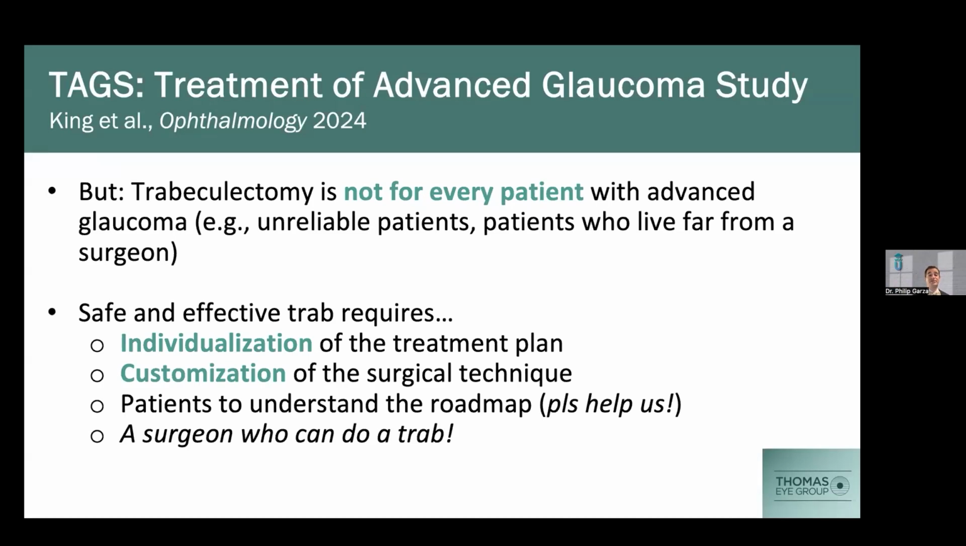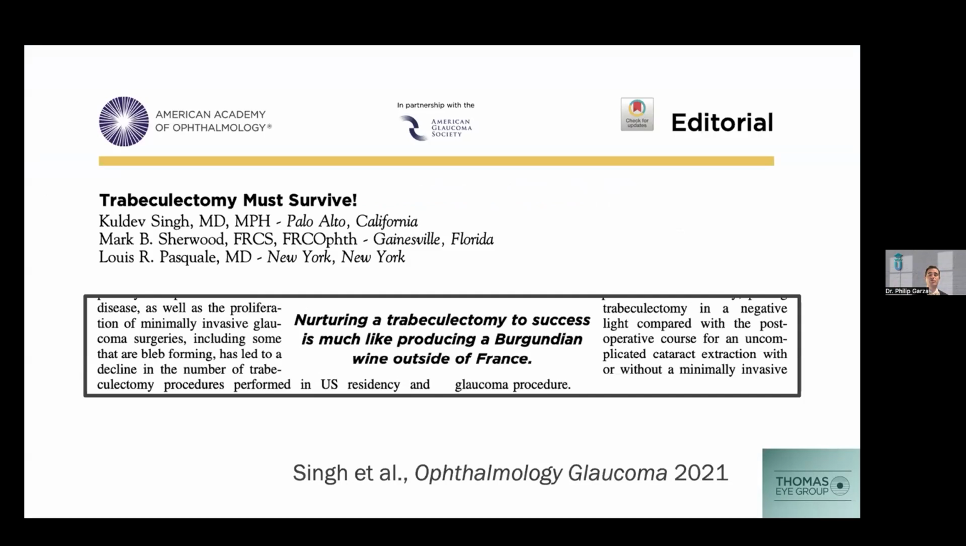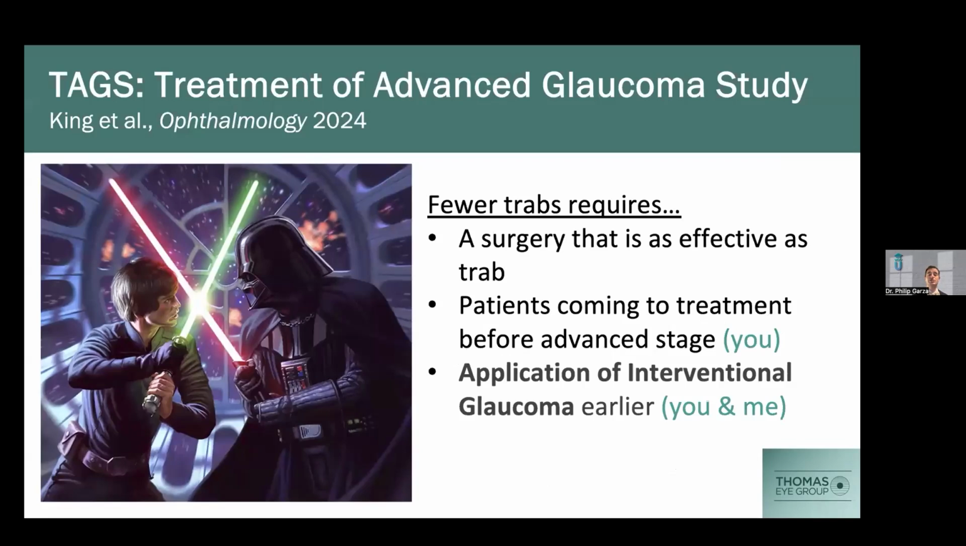And the last component of this is you need a surgeon who can do a trab, which is, I think, the biggest concern. My fellowship mentor published this the year I graduated from fellowship. Trabeculectomy must survive. And a quote from this is, nurturing a trab to success is much like producing a Burgundian wine outside of France. And the bottom line is, we need to be doing these things in order to maintain these skills. And so ultimately, if our goal together is fewer patients that need trab, then we need a surgery that is as effective as a trab, and that doesn't exist.